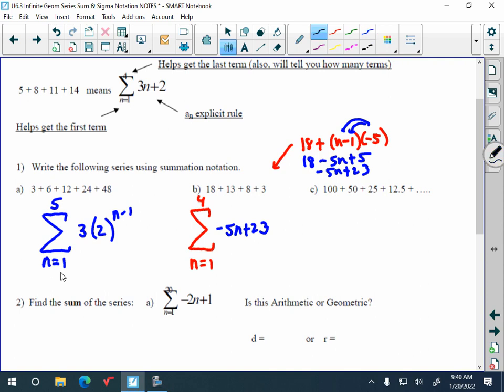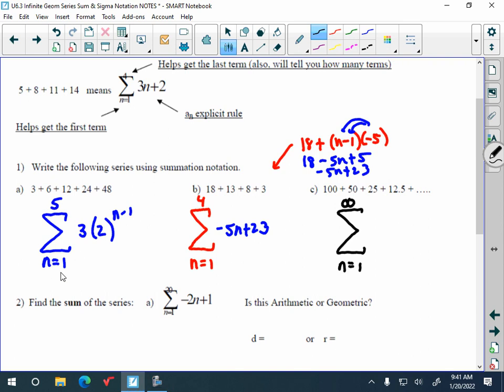All right, and then C, sigma symbol, n equals 1. Now, because of the dot, dot, dot after it, that means this is an infinite series. So we're going to put the infinity sign on top because there is no last term. There aren't a total number of terms, because it goes on forever.